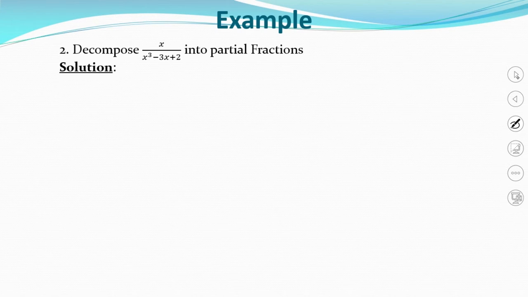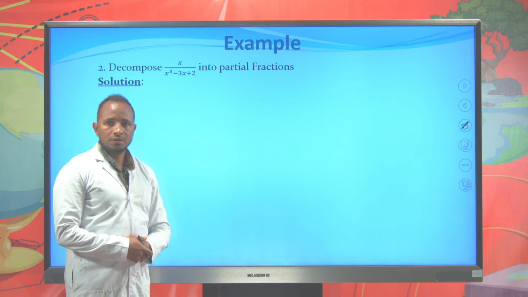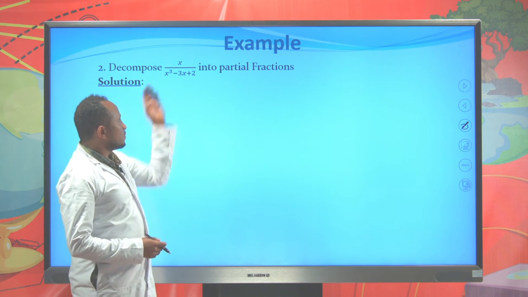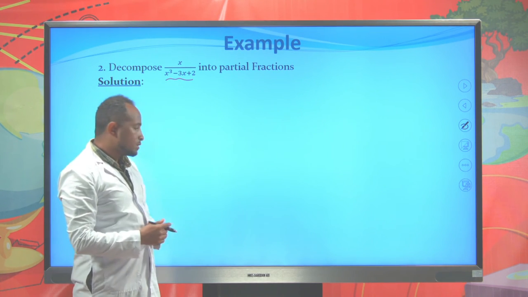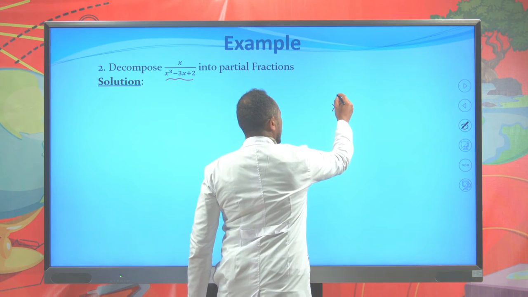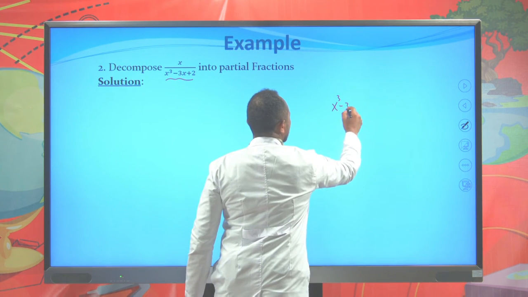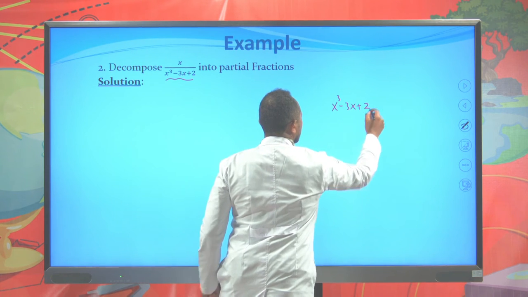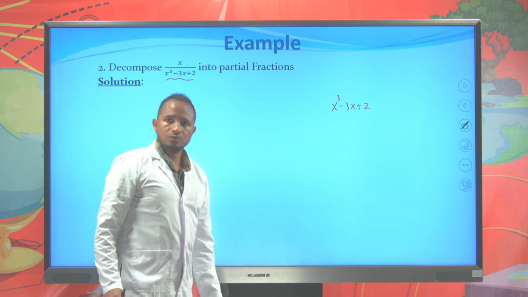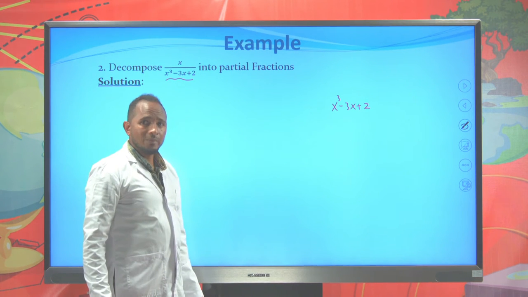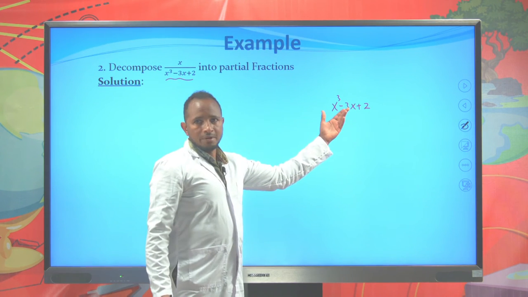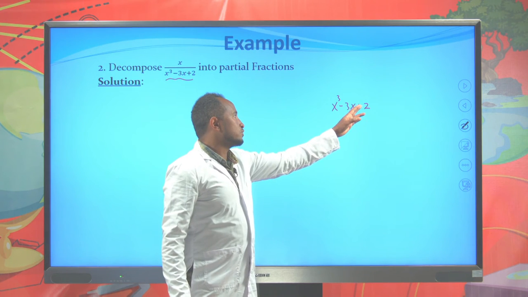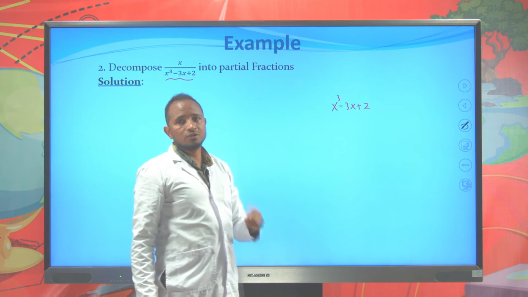Decompose x over x cubed minus 3x plus 2 into partial fractions. Before decomposing into partial fractions, you need to factorize the denominator, x cubed minus 3x plus 2. This is a degree 3 polynomial, so I need to find one factor using a test number, taking the ratio of the factors of 2 to the factors of the leading coefficient. I need to find first one factor.